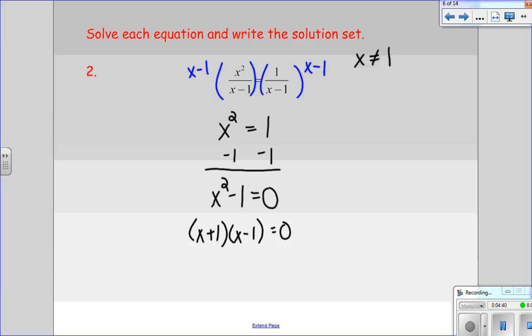And so we then know that our two possible solutions are negative 1 and positive 1. And before we write our solution set, let's check to see if either of these are restricted. And we see that 1 is a restriction, so this cannot be one of our solutions. So our only solution for this is negative 1.